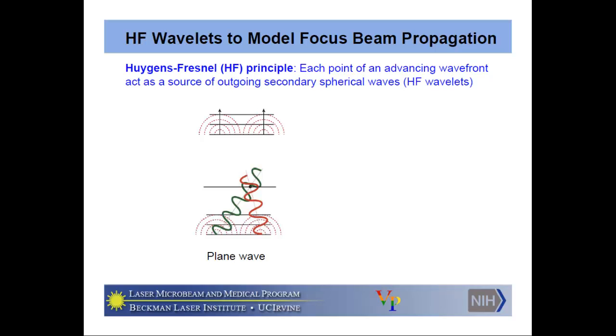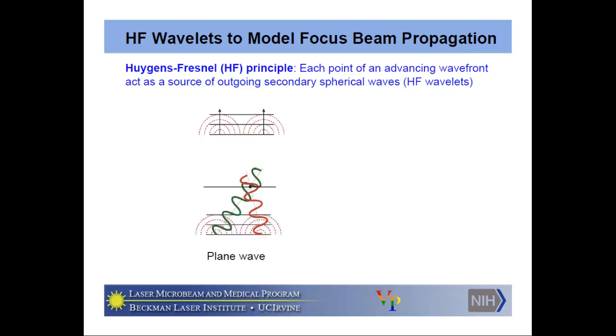So here comes the Huygens-Fresnel principle. According to the Huygens-Fresnel principle, each point of an advancing wavefront acts as a source of outgoing secondary spherical waves. So what it says is you can take any location of the wavefront and consider that one as a spherical wave propagating from that location. So here I consider two locations. This is a plane wave.